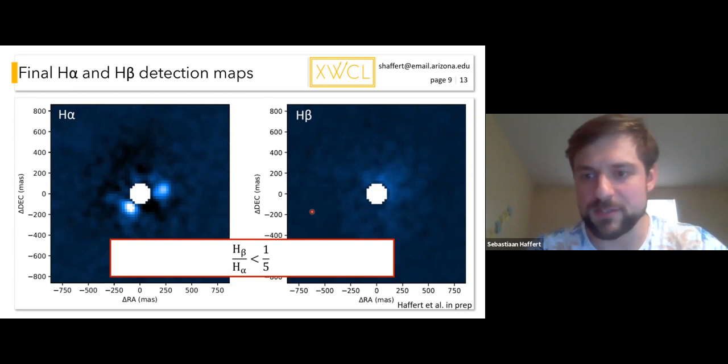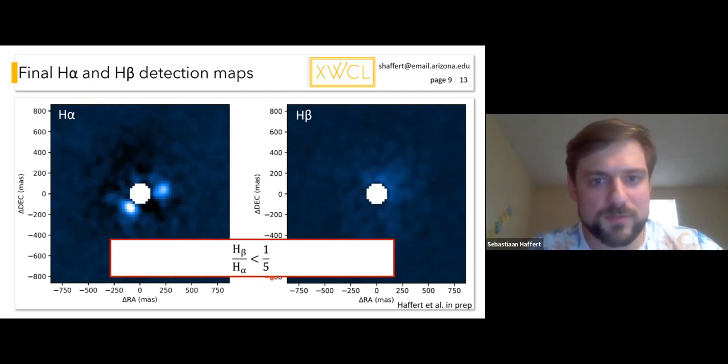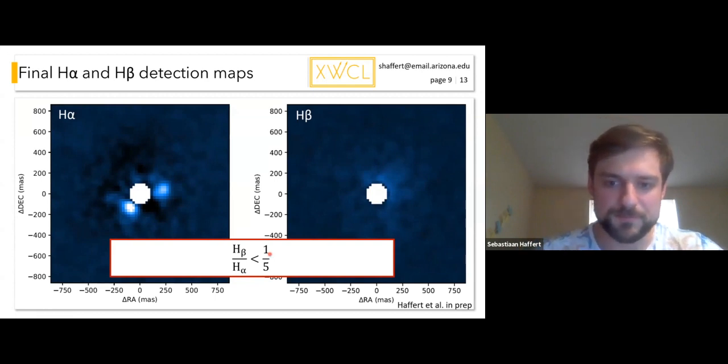So this is a significant increase. With the original data, we could put a constraint of about 1:2 or 1:1. And as you can see, we are now a factor 4 better. And we can put an upper limit of 1:5 of the H-alpha to H-beta ratio.